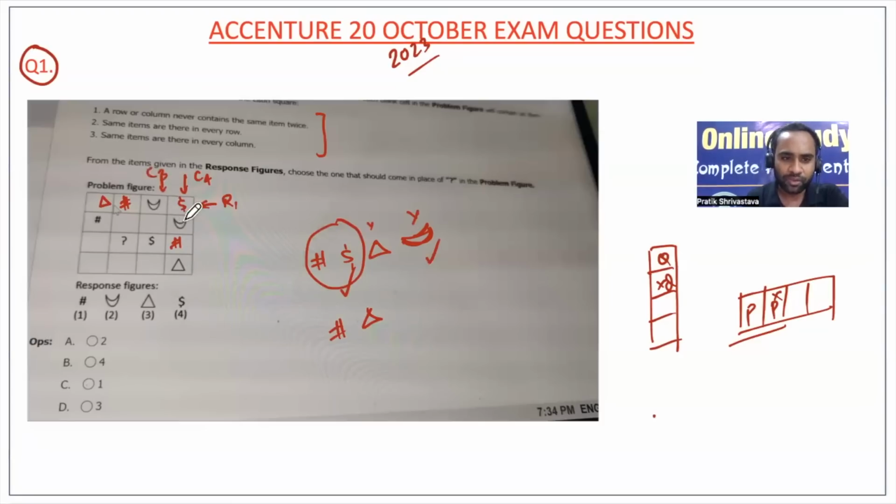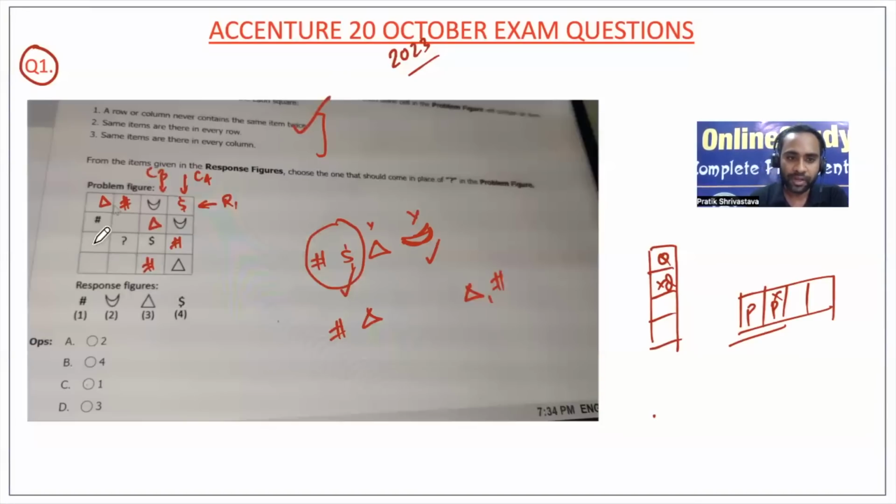Now, if you try to analyze column 3, we have the moon symbol and then we have dollar. Now we are left with triangle and has. Triangle I cannot put here because triangle is already here. The same row and column cannot have the same symbol twice. That you have to keep in mind.